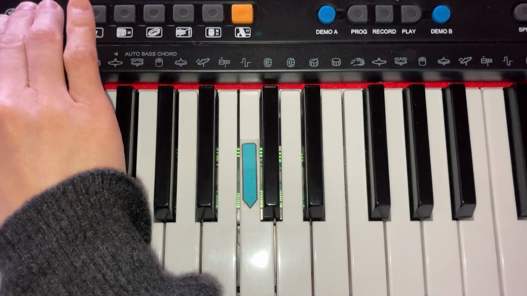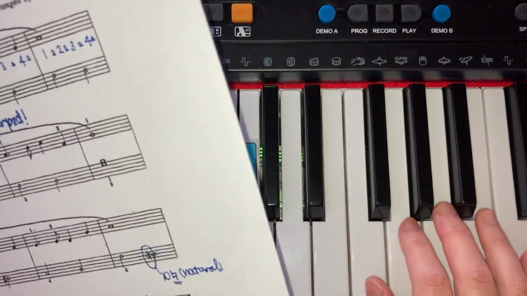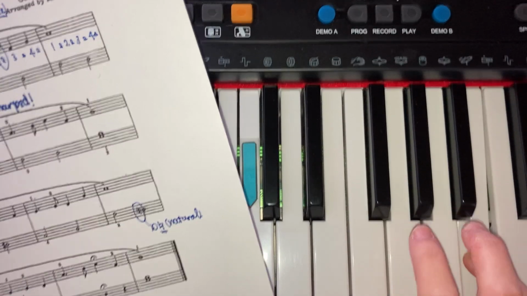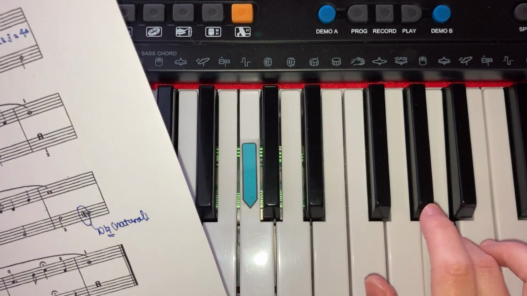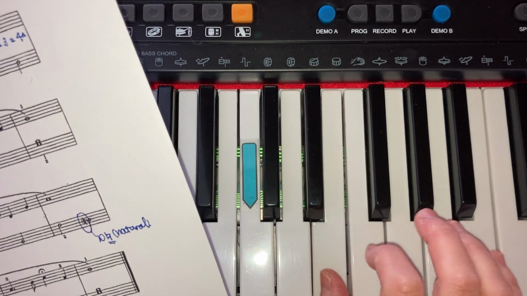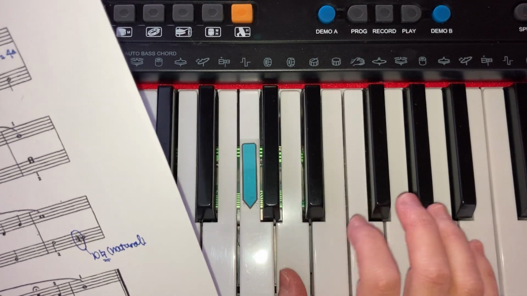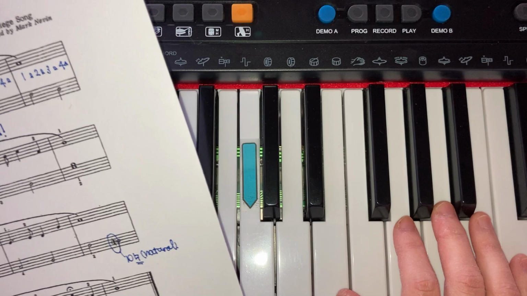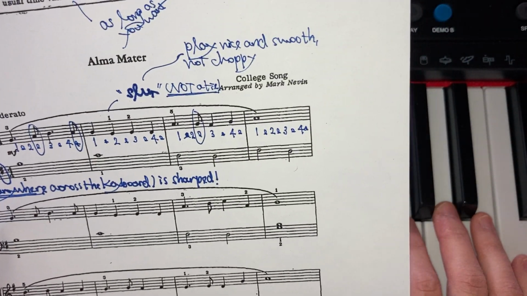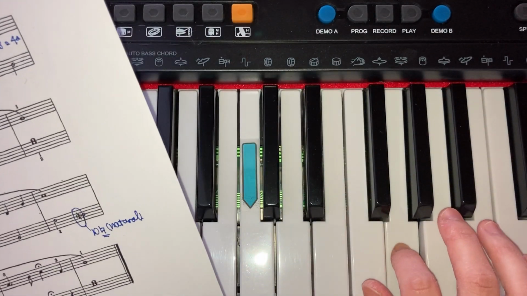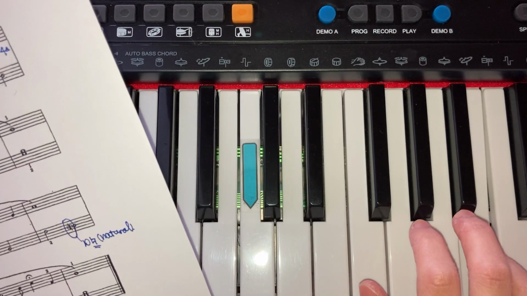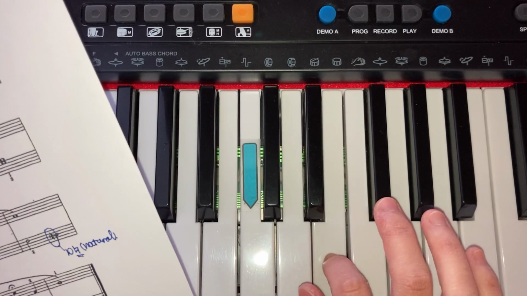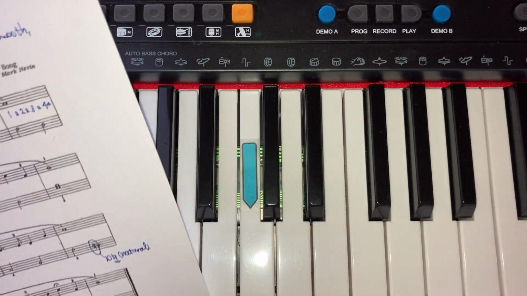1 and 2 and 3 and 4 and 1 and 2 and 3 and 4 and 1 and 2 and 3 and 4. And I'm going to do it one more time. 1 and 2 and 3 and 4 and 1 and 2 and 3 and 4 and 1 and 2 and 3 and 4 and like that.